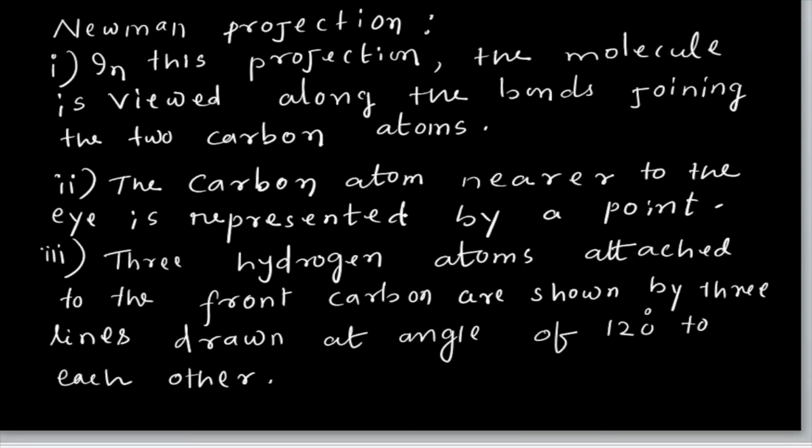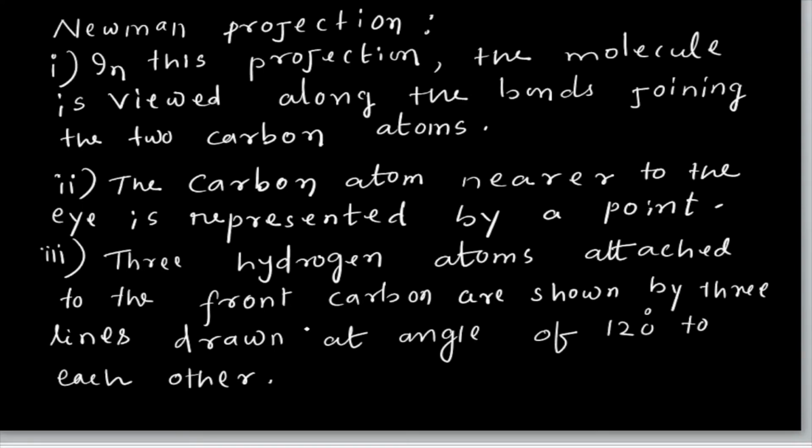It is viewed near to the eye. The carbon atom, when it is near to the eye, is represented only by a point. And three hydrogen atoms attached in front of the carbon are shown by lines drawn at an angle of 120 degrees to each other. Remember, here in both the Sawhorse projection and the Newman projection, when you observe one hydrogen and the other hydrogen, the angle is 120 degrees.